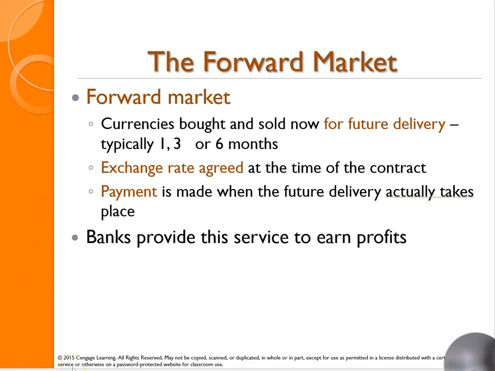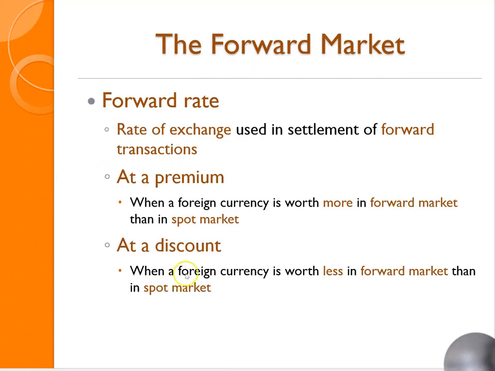Okay, let's now look at the forward market, meaning something in the future. The forward market is where currencies are bought and sold now for future delivery. It's usually 1, 3, 6 months. It can be years, but most likely most people are trying to pay off something just a few months from them. The exchange rate is agreed on at the time of the contract, and payment is made when the future delivery actually takes place. Now, banks do this service, let's face it, to earn a profit.